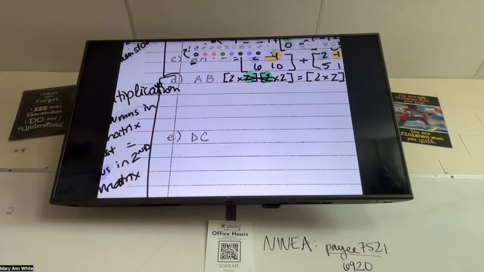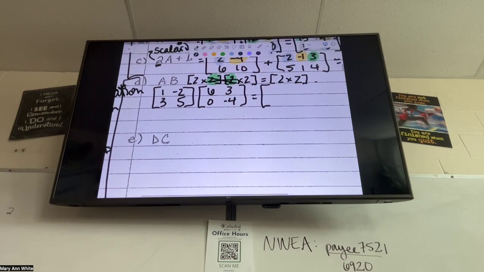Okay, now just like we did with adding and subtracting, let's rewrite matrix A and B down on our paper. So I'm gonna write matrix A here, which is 1, -2, 3, and 5, times matrix B, which is 6 and 3 and 0 and -4. And that is going to give me a new 2 by 2 matrix. Okay, so I'm just gonna have that set up.